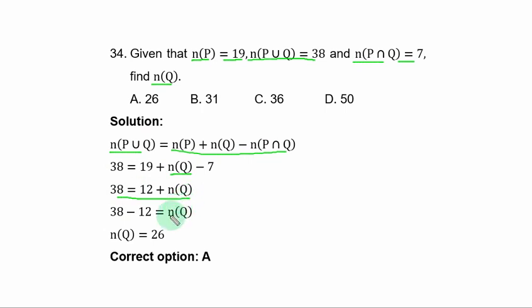To get the number of elements in set Q, you have to transfer 12 to the left, and you have 38 minus 12. Number of elements in set Q becomes 6. That is 26 rather, 26. A is the correct option.